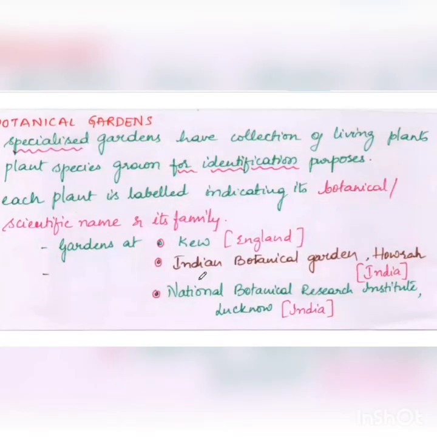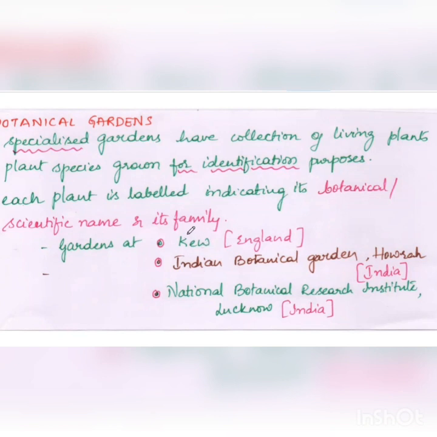Next, coming to the botanical gardens. Specialized gardens have a collection of living plants. Most of you might be knowing Lal Bagh in Bengaluru, Karnataka. It is a botanical garden, or the Royal Botanical Gardens also. And there are a few botanical gardens which are known for their marvelous beauty in Ooty also, Ooty, Kodaikanal. Most of you would have visited.